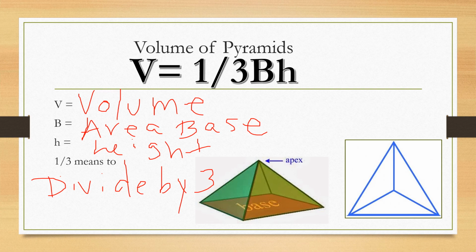V equals volume. Big B equals the area of the base, so it'll either be a rectangle or a triangle. And the H will be the height, which will always go straight up to the apex or the point. And 1/3 means to divide by 3.